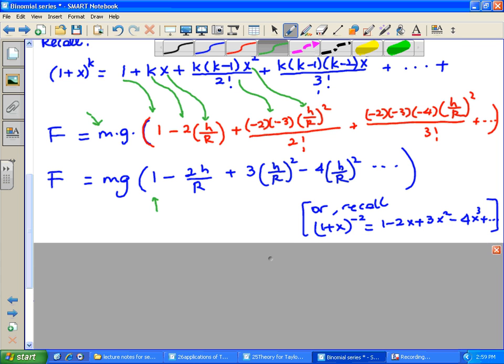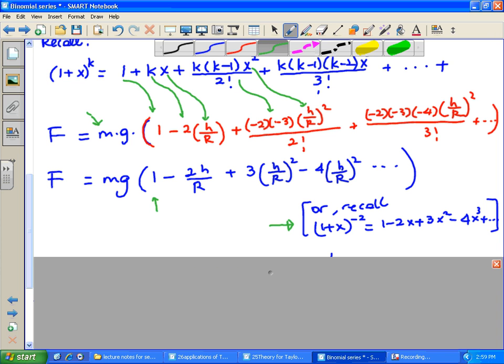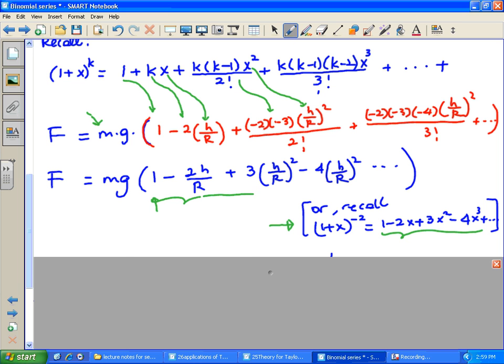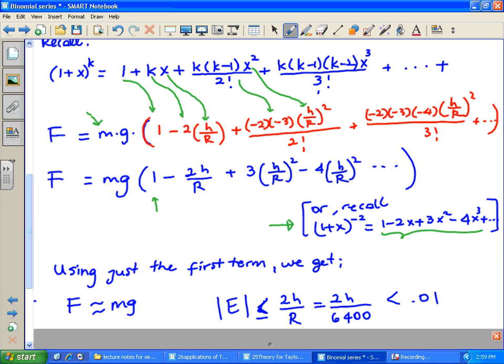By the way, instead of recreating the binomial series like I did here, you could have also done this. Just moments ago, we did the binomial series expansion for 1 over (1 plus x) quantity squared. And for that expansion, we had gotten this quantity, if you recall. So basically, that's exactly what happened here: 1 minus 2 times x plus 3 times x squared. But our x was h over r, you see? So that's the only difference there. Okay, so as we can see, if we use just the first term, we're going to get force equals mg.